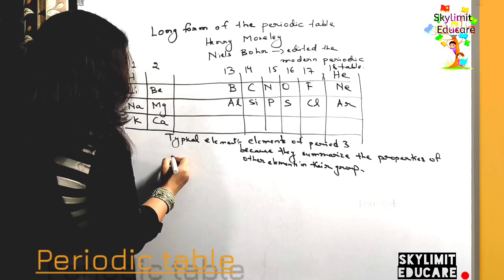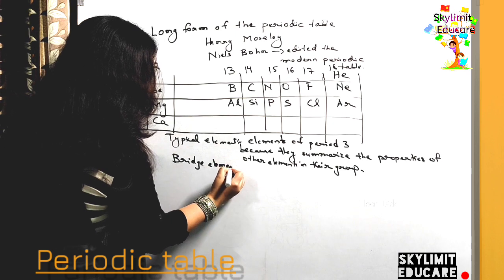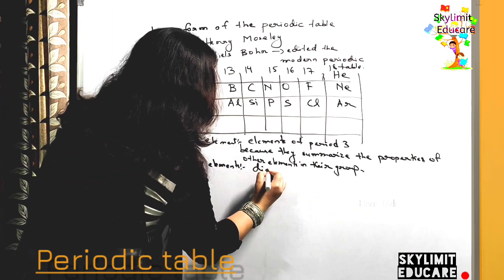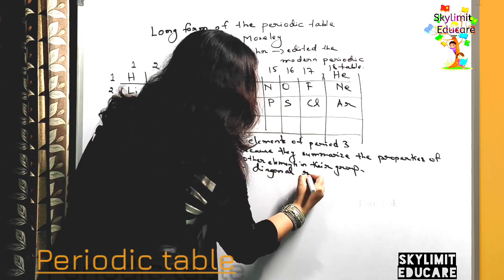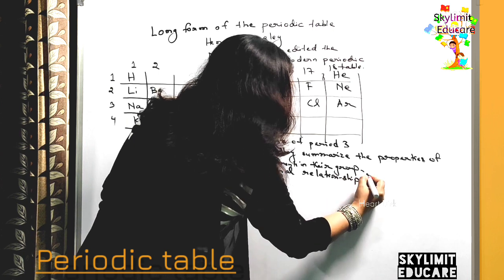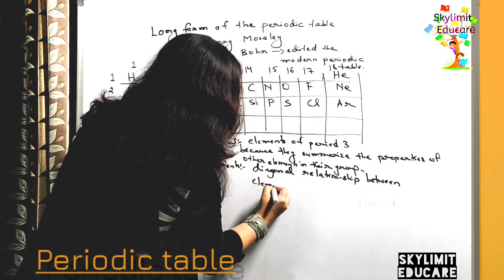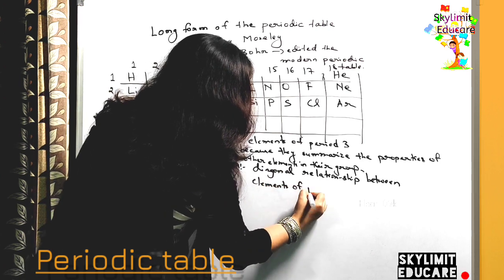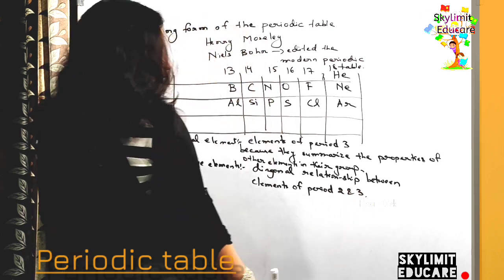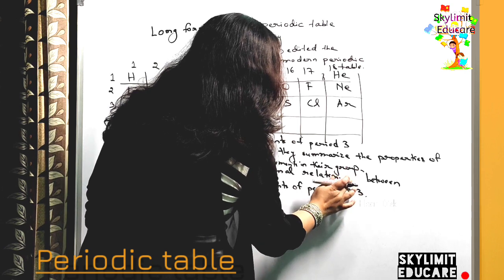Apart from that, we have the bridge elements, right? So what are these bridge elements? There is a diagonal relationship between elements of period 2 and 3. Diagonal relationship between elements of period 2 and 3, right?